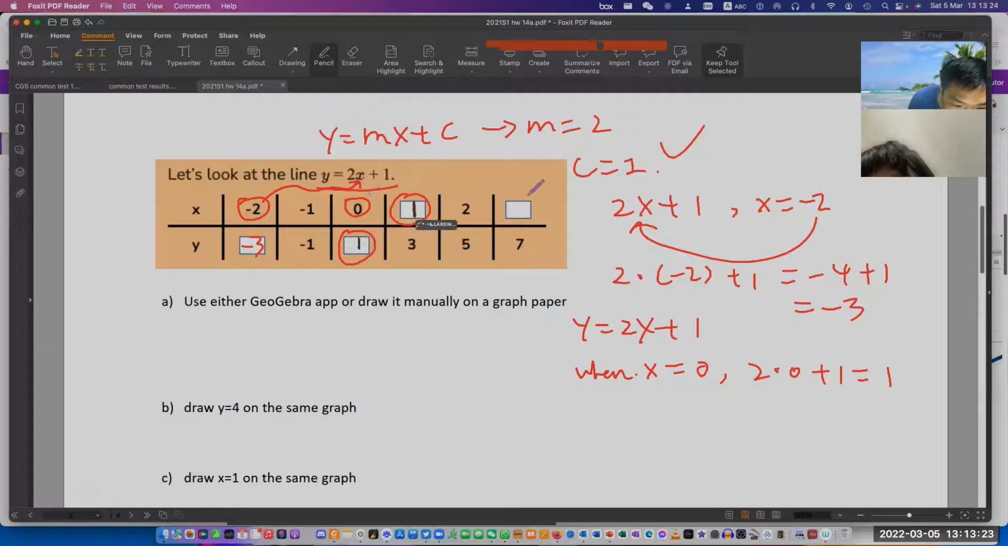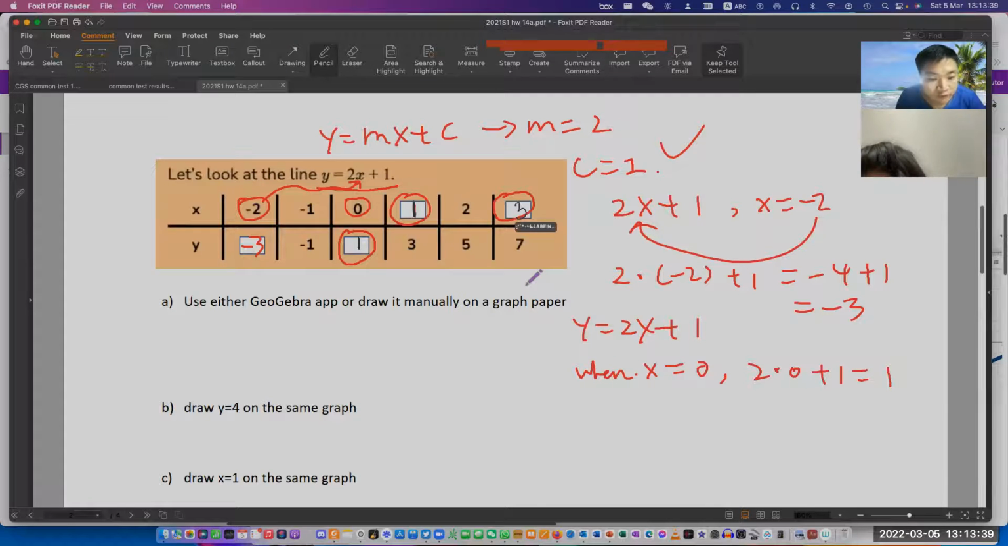Okay, good. Then what is this? 3. How do you get 3? Oh, 3. Okay, very good. Fill it up.